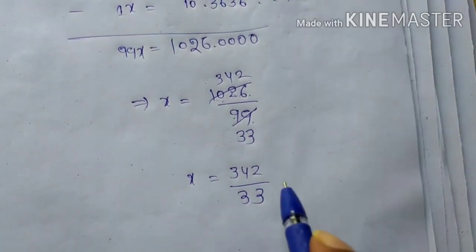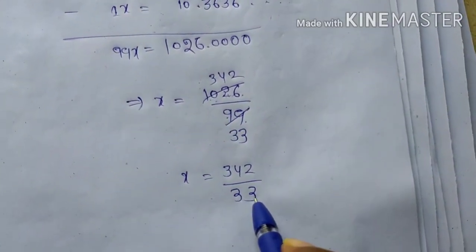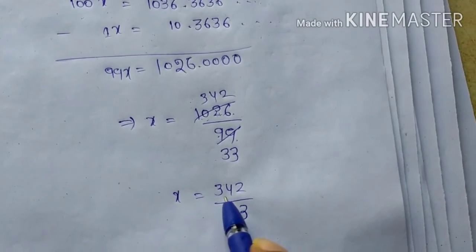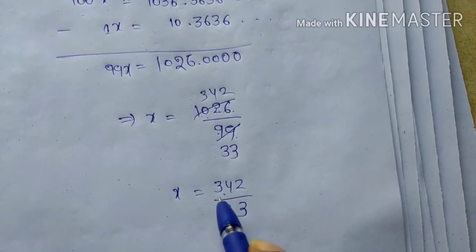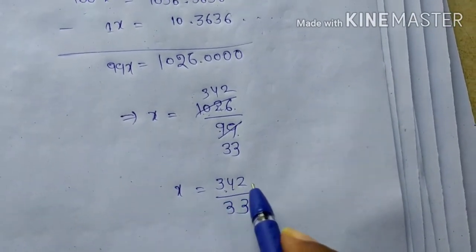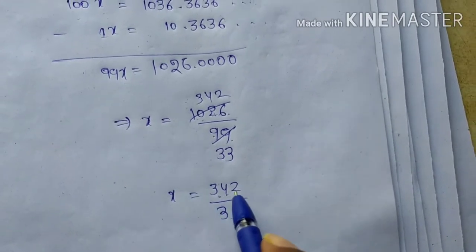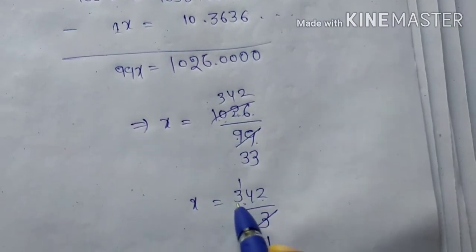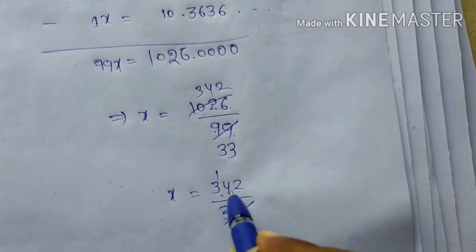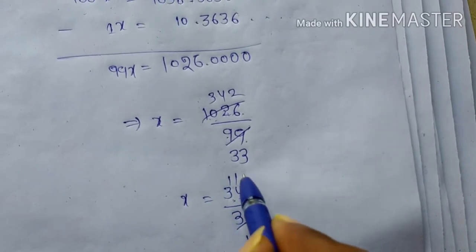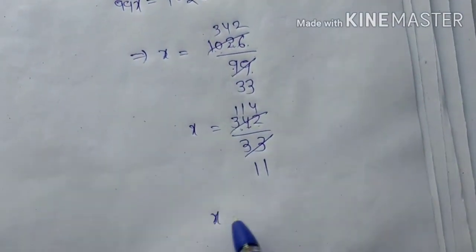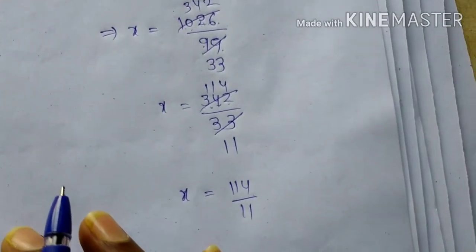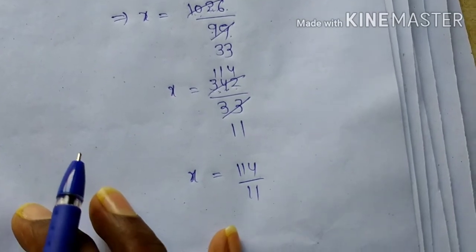Is there any possibility of simplifying further? 33 is divisible by 11 and 3 only. Is 342 divisible by 11? 11 3s are 33, remainder 0, so it is not possible. Checking with 3 again, 3 1s are 3, remainder 0, and 3 4s are 12. That means x is equal to 114 by 11. Is it possible to simplify further?